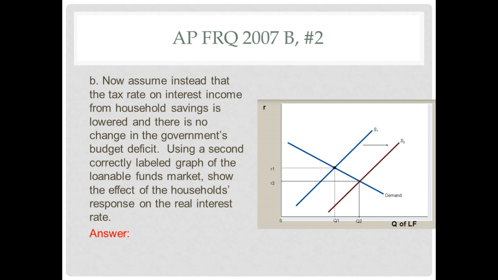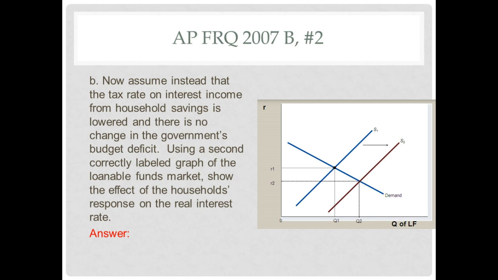And that's what we have here in our answer. Again, a correctly labeled graph. Because savings will increase thanks to the lower tax rate on interest income, the supply of loanable funds will increase, which means the real interest rate will decrease.